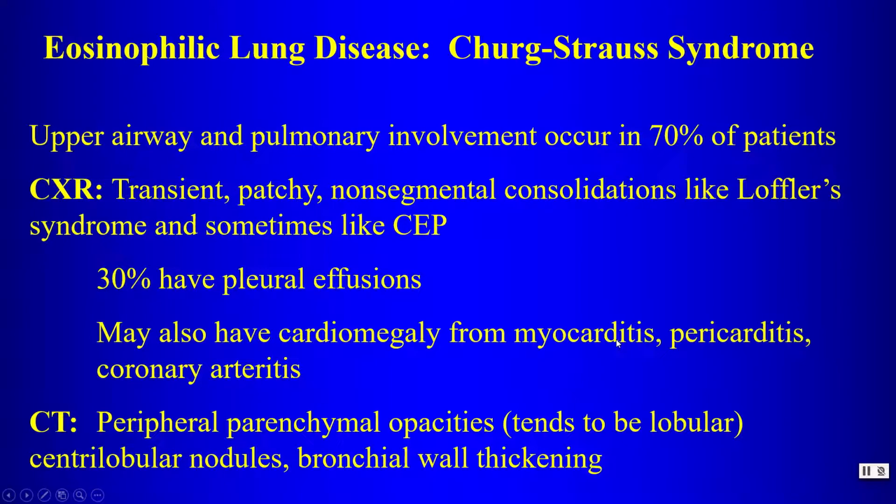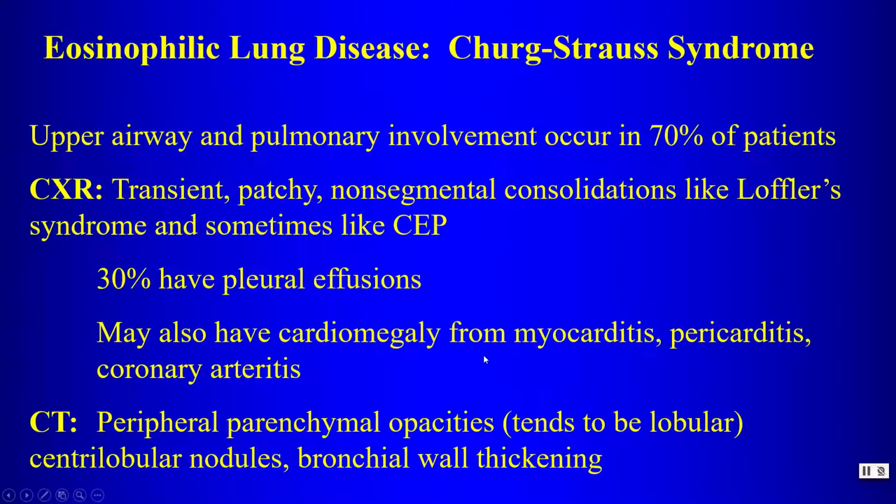So the upper airway and pulmonary involvement occurs in about 70% of cases. Patients can have transient, patchy, non-segmental consolidations like Loeffler. Sometimes it might resemble chronic eosinophilic pneumonia. Patients might also have pleural effusions. And then cardiac involvement can also occur, resulting in myocarditis, pericarditis, or coronary arteritis.